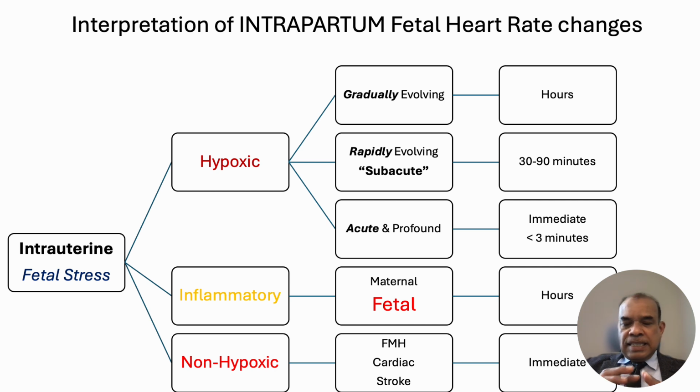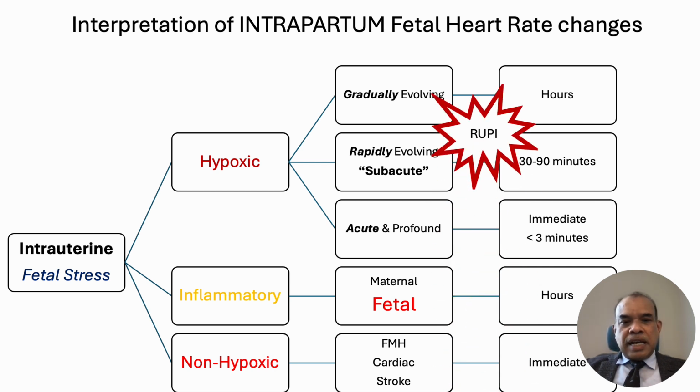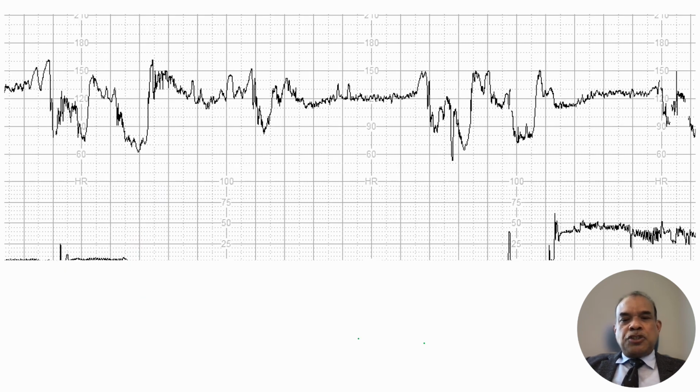So we know these are pretty much the different types of compromise the fetuses undergo due to underlying pathology. And RUPI fits in between gradually evolving hypoxia and subacute hypoxia, because these fetuses have a relative uteroplacental insufficiency, and therefore as the stress increases during usually the active first stage of labor and second stage of labor, they might show features suggesting that they are unable to compensate and they need intervention.